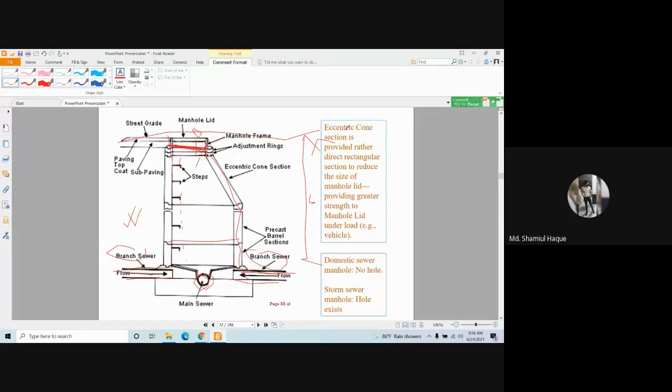Clear? Yes, sir. So this is called an eccentric cone. Eccentric cone section is provided, rather than a direct rectangular section, to reduce the size of the manhole lid. The short manhole lid provides greater strength to the manhole lid under load, like a vehicle.